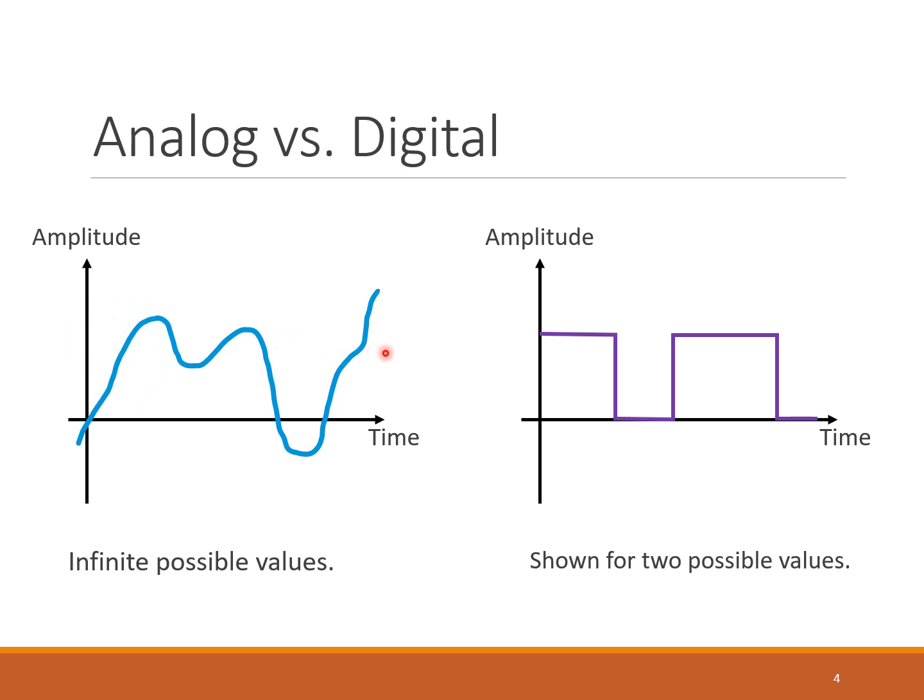So in contrast, our digital value has to be at a certain level. So in this case, I've shown a digital signal with two possible levels. So it could either be up here where the laser is, or it could be down here on the axis. We could also have a digital signal with 12 different levels or 25 different levels, any number of different levels. But at any given time, we have to be at one of those different levels.